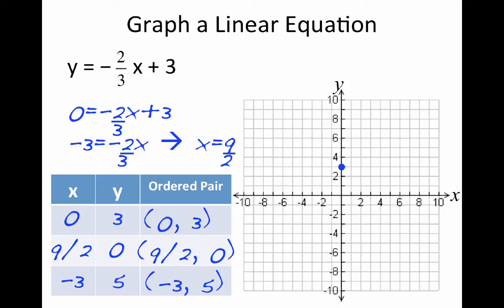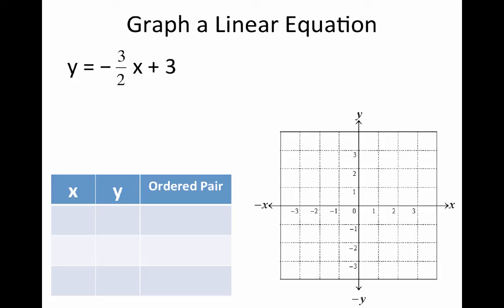When x is 0, y is 3. When x is 9/2, y is 0. And when x is negative 3, y is 5. Those three ordered pairs look like they fall in a straight line. I can draw the straight line to connect the dots, and any point on that line is a solution to the equation y is equal to negative 2/3 x plus 3. This is a graph of that equation.